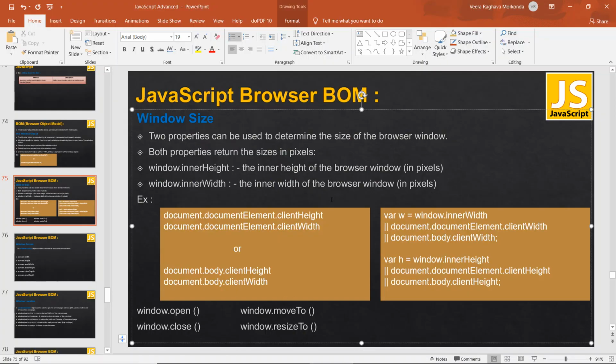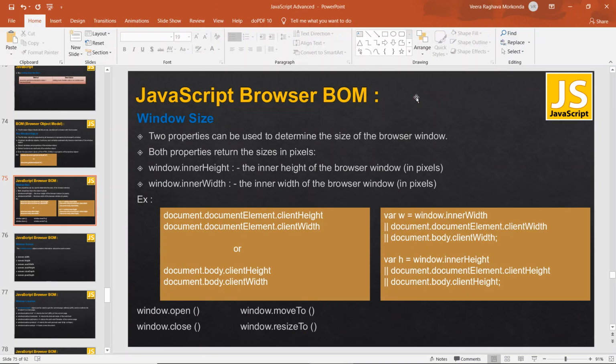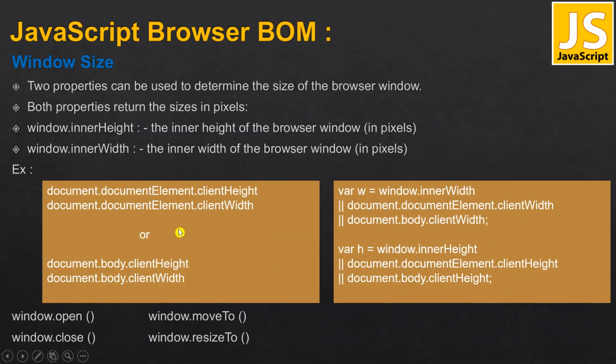So we can do browser manipulations with the BOM concept. We saw the client, inner height, inner width, open method, close method, moveTo method, and resizeTo method also. Okay friends, in the next class we will discuss some more properties.